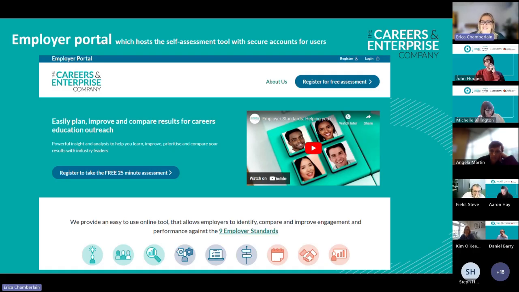So the standards is supported by a self-assessment, and it asks a series of questions that helps employers focus on the actions they want to take and what they want to achieve. So the framework underpins this self-assessment tool, and what you can see on screen at the moment, and what we'll take you through earlier, is the landing page for the employer portal, and that hosts your self-assessment tool, and we'll have a look at that after I've finished talking you through what's there.